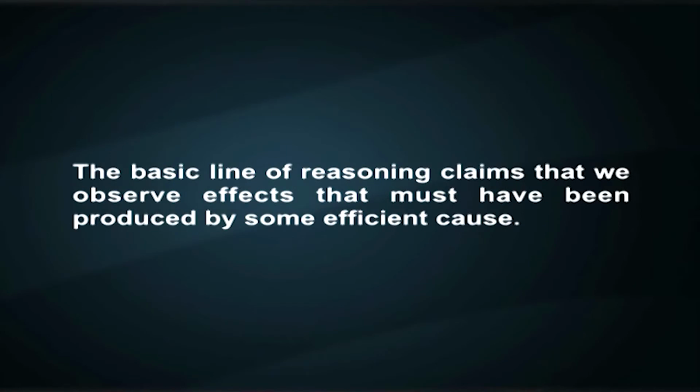Aquinas uses the notion of efficient cause in various ways in the first three of his five proofs for the existence of God. The basic line of reasoning claims that we observe effects that must have been produced by some efficient cause. That cause itself is either caused by something prior or it is uncaused. Since there cannot be an infinite regress in essentially subordinated causes, that is, causes that rely on prior causes to exercise their own causality, there must be some first cause, which Aquinas believes must be God, of all the effects that follow from it.